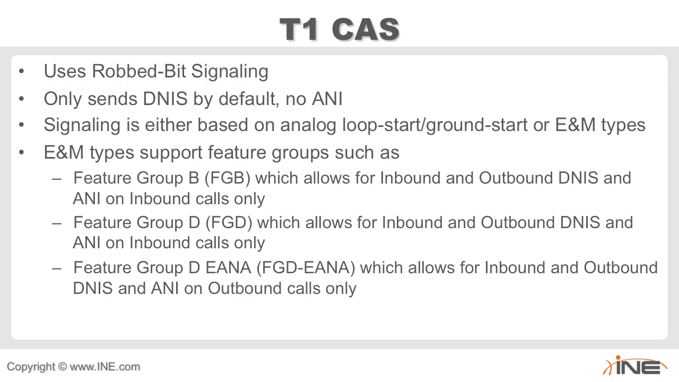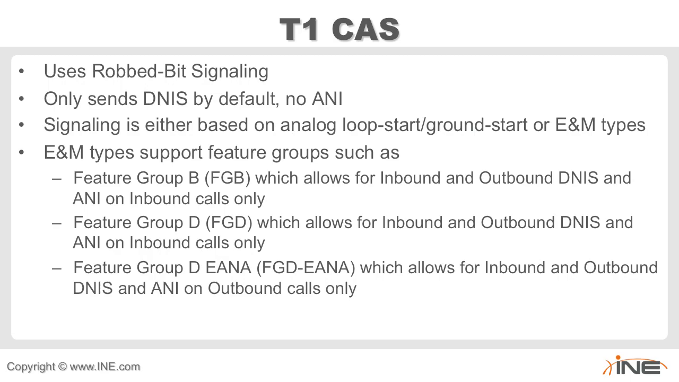Now, if we're using E&M types, we support additions to the T1 CAS, and these are called feature groups. Feature group B and D, or FGB and FGD, basically do the same thing. The only difference is what the carrier is supporting. But FGB and FGD allow for both inbound and outbound calls, and on both they obviously have to support DNIS, otherwise we don't know where to route the call. But they support calling number on inbound calls only, not on outbound calls. So if I'm calling out to the PSTN, it's not going to send my calling number. Calls in from the PSTN, I will get the calling number.